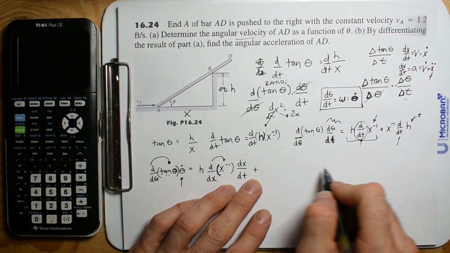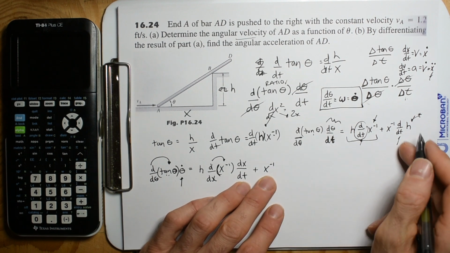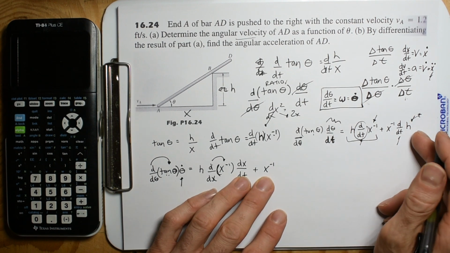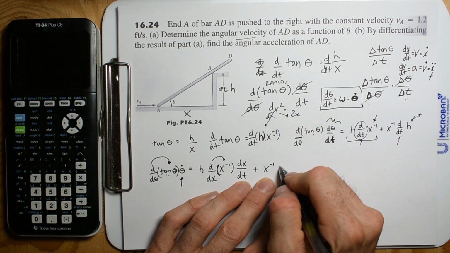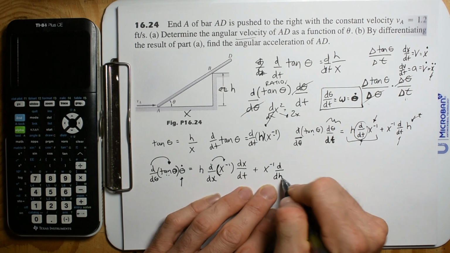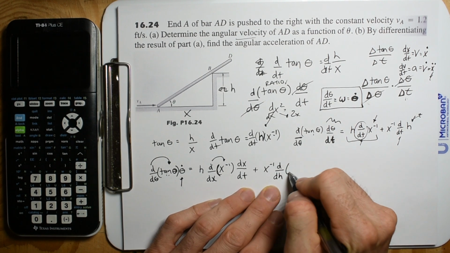We're going to add it to this x to the negative 1. Now we're going to have to do the same thing, but this one's going to get a little bit maybe bizarre, but we're still going to do the derivative with respect to h of h.